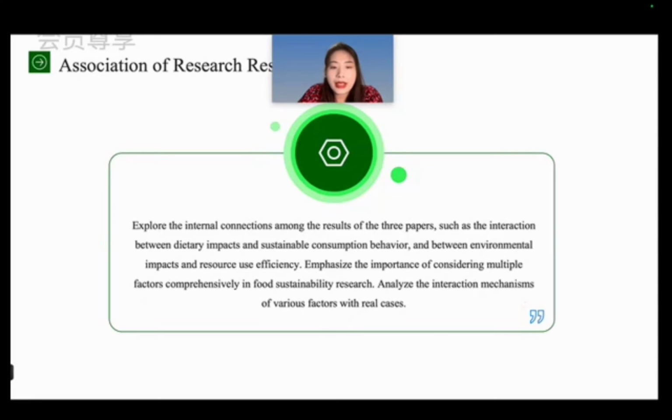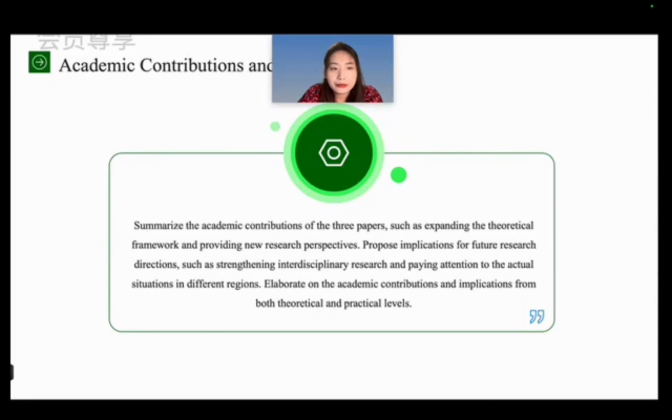Okay, next page. Look at the research results. We find strong connections between dietary impacts, sustainable consumption behavior, environmental impacts, and resource use efficiency. These 3 papers helped the academic field a lot. They made the theoretical framework bigger and found new ways to do research.